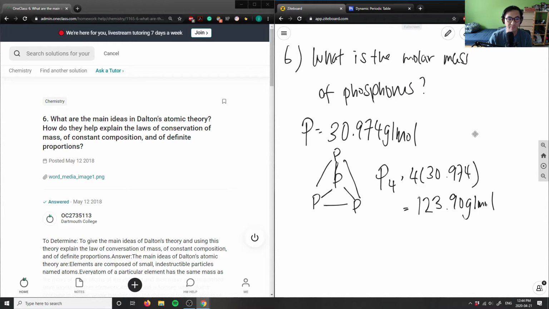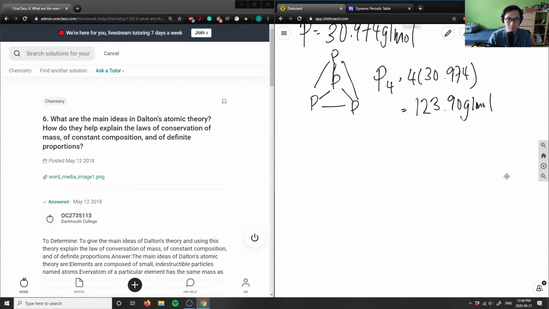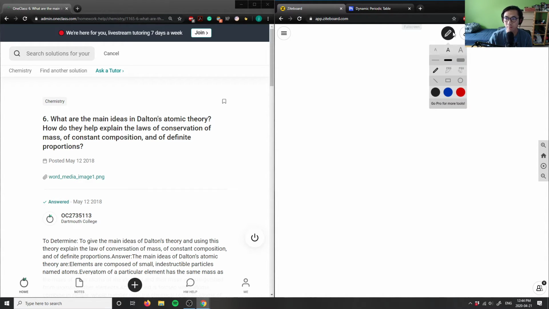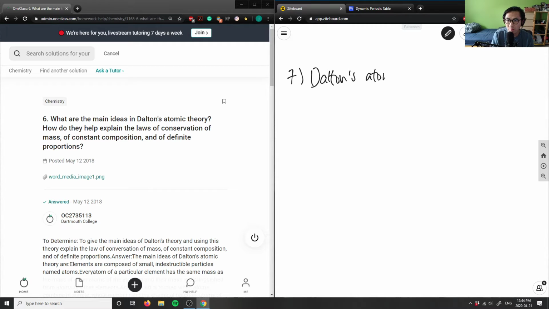Okay, number 7. What are the main ideas in Dalton's atomic theory? And how do they help explain the law of conservation of mass, of constant composition, and of definite proportions? Okay, so that's a lot. That's a jam-packed question. This is Dalton's atomic theory. And they're asking, how do they help explain the laws of conservation of mass, of constant composition, and of definite proportions?